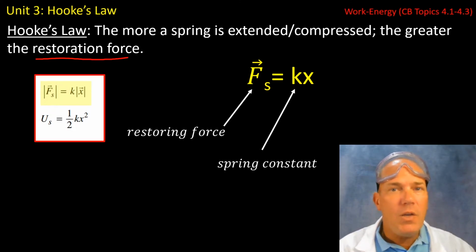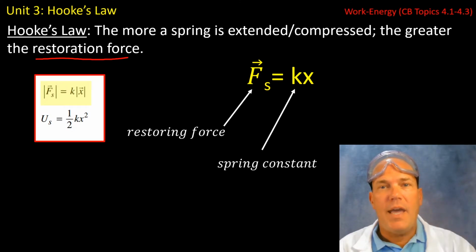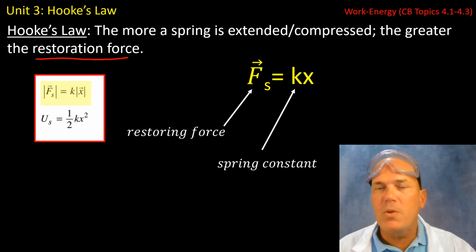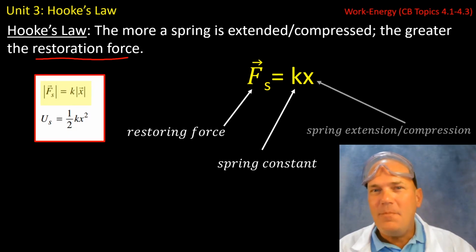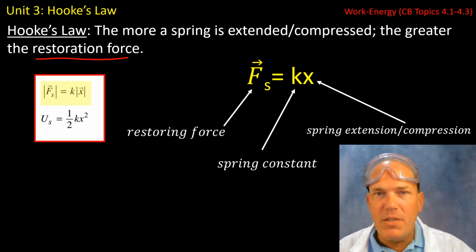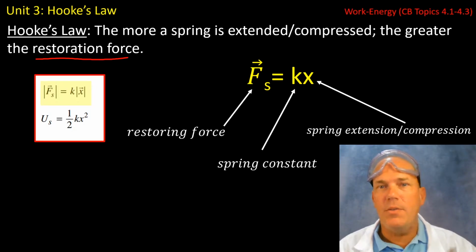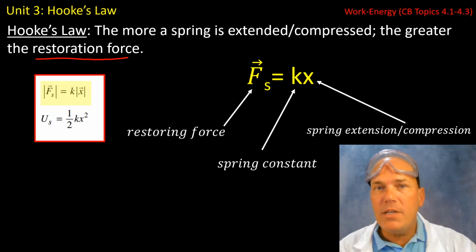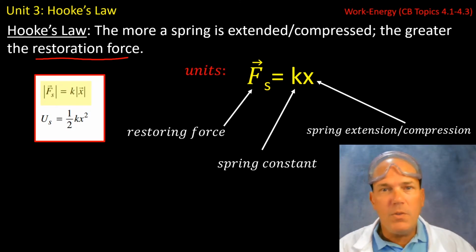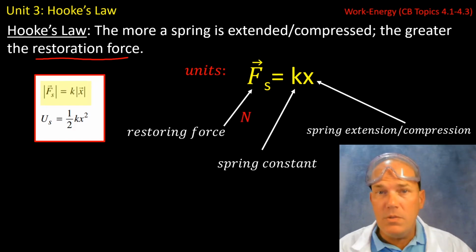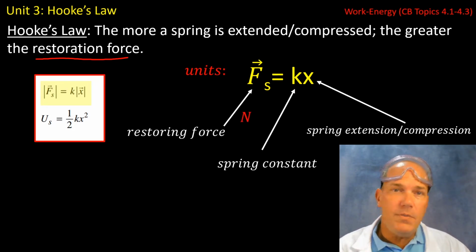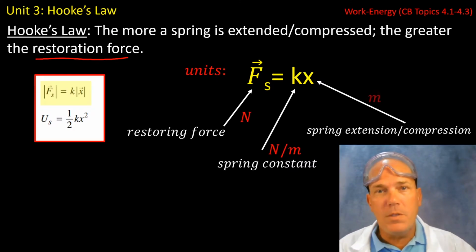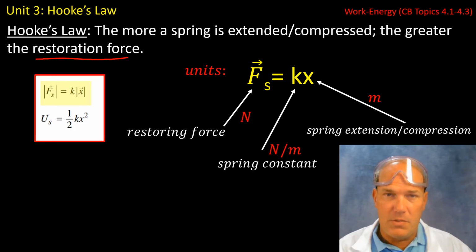Now, k, I taught you about when we looked at elastic potential energy in a previous video. That is the spring proportionality constant. Lastly, we have the displacement of the spring or the material. That would be the extension or compression of the material. Now let's look at our units. For the restoring force, obviously our units would be newtons. Please also recall that our units for the spring constant are newtons divided by meters. And lastly, for displacement, we will have meters.